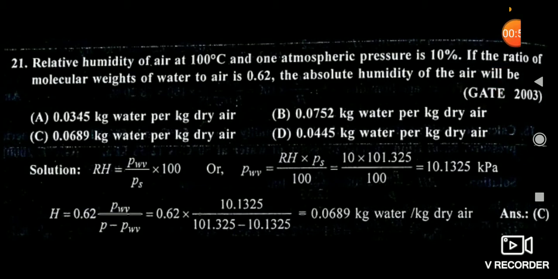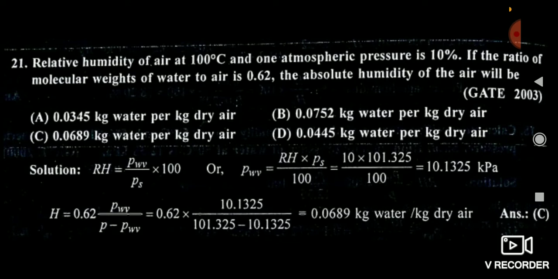So friends, in the previous lecture we have studied that relative humidity is the ratio of partial pressure of water vapor divided by the partial pressure of water vapor at its saturation capacity. At saturation capacity the pressure is 1 atmosphere, that is 101.325, and relative humidity is 10%. So you can calculate the partial pressure of water vapor, that is 10.1325 kilopascal, I have calculated.